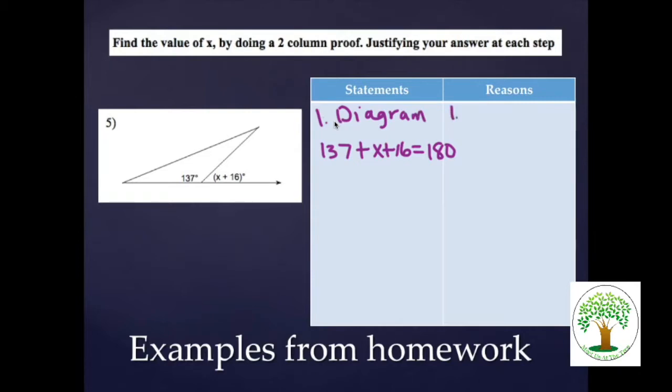Wait, why is that one given? This is not the given right here, by the way. We actually did some reasoning to come up with this one. There is a reason for this one. Why are we allowed to say that these two add up to 180? We just talked about it. Linear pair postulate. The linear pair postulate told you could add those two up to be 180. We don't have to list a given for this if we don't want to, but we probably should put the diagram as given.